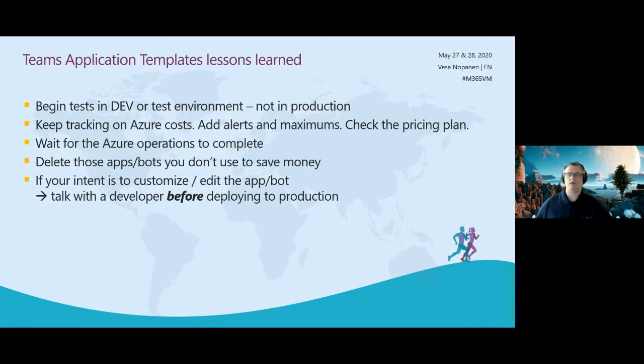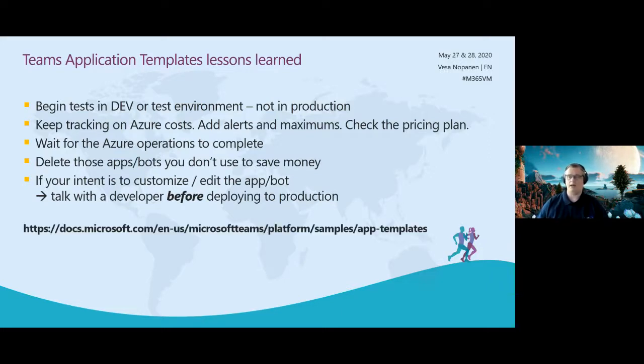If you are intending to customize the bot or application, when you are testing it out, you will see, okay, there are some interesting parts you could add or do. Then talk to a developer before you push that bot to production. What are the steps that should be done? Perhaps they want to fork the GitHub repository to themselves, have their own branch, do some changes, and then upload using their own routines. So in that phase, you need to talk to a developer. And as a reminder about the application templates, this is the place where you can find more information.